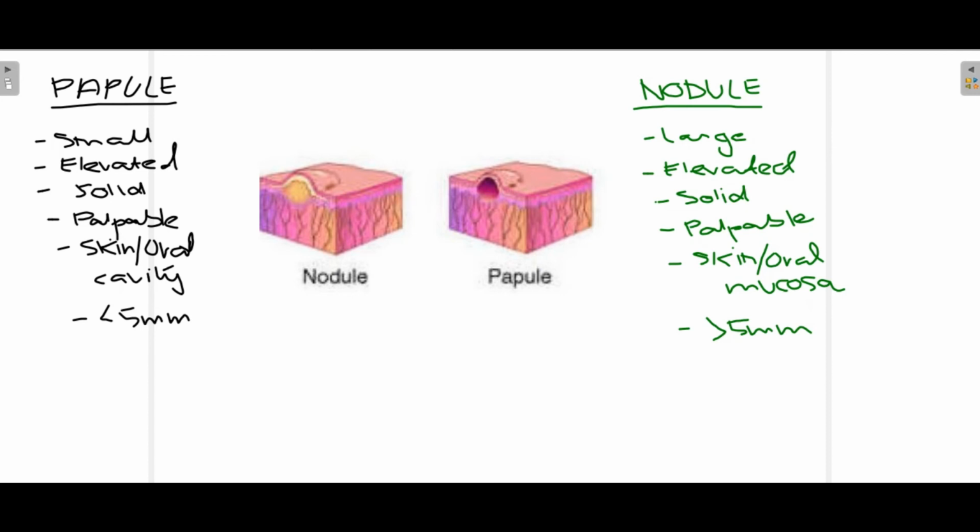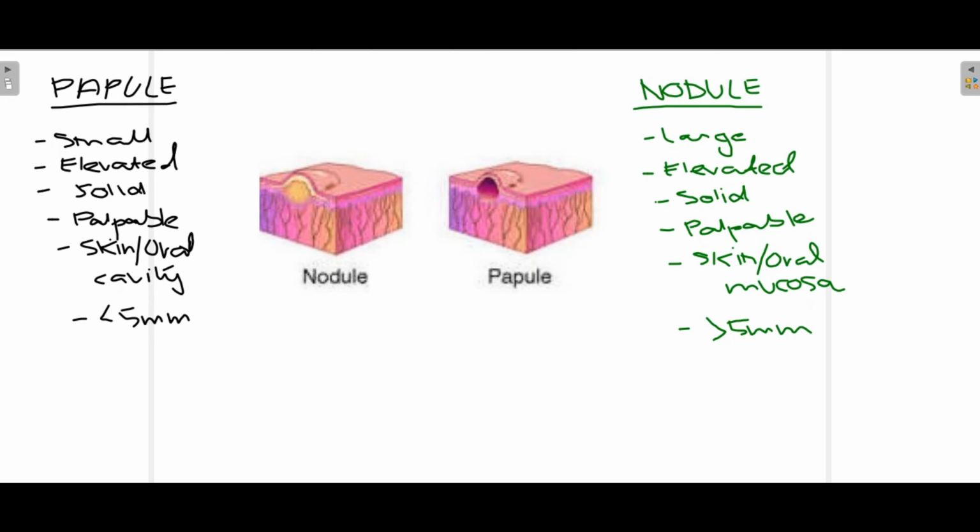On the other hand, when you talk about nodule, nodule is larger. If you compare this papule with this nodule, it's larger, it is also elevated, it's solid, it's palpable, and like papule, it can also occur in skin as well as in oral mucosa. But how do we differentiate between papule and nodule? It lies in this last point, that papule is normally less than 5 millimeters in diameter, and nodule is greater than 5 mm in diameter.